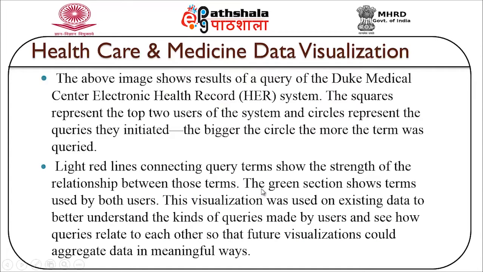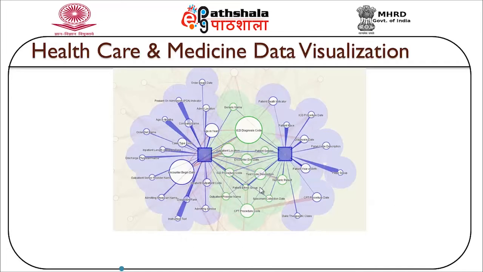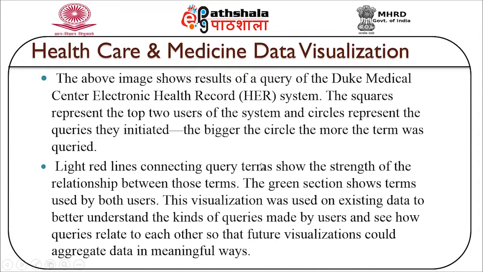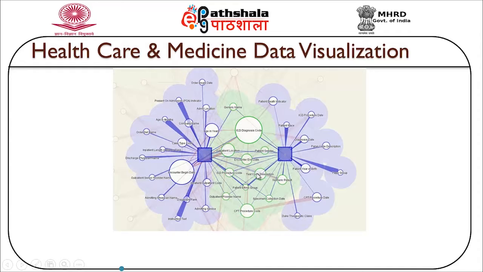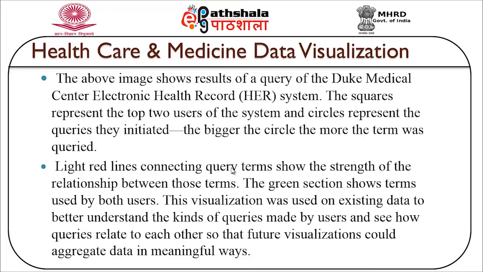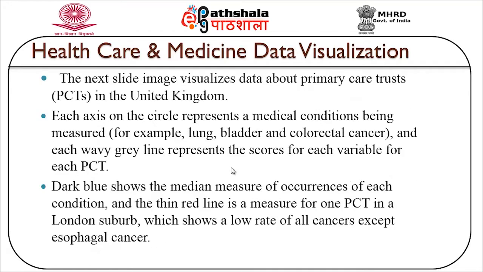Light red lines connecting the query terms show the strength of relationship between these terms. The green section shows terms used by both users. Here are the terms used by user 2 and here are the terms used by user 1. This visualization was used on the existing data to better understand the kinds of queries made by users and see how the queries relate to each other, so that future visualization could aggregate data in meaningful ways.